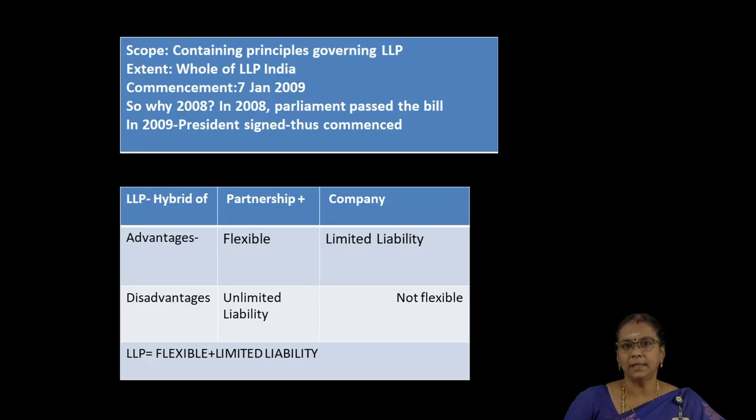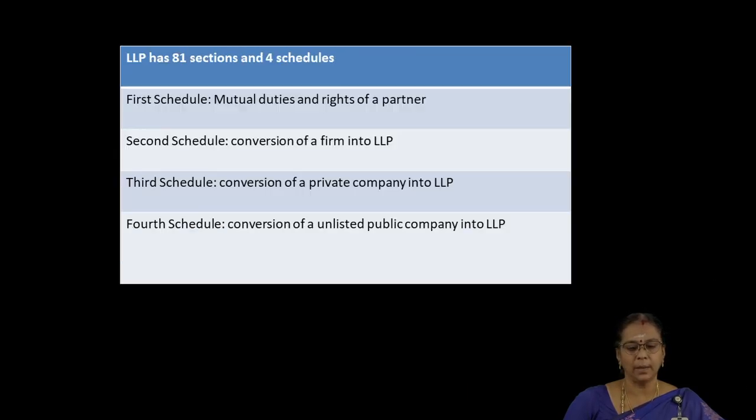The LLP Act takes the advantages of both the partnership and the company. In the partnership, the advantages are limited and flexible, and the disadvantage is unlimited liability. But in companies, the advantage is limited liability but the disadvantage is that they are not flexible. By combining the advantages from the partnership and the company, the LLP Act was formed. So, it is a hybrid of both the partnership and the company. In LLP, we have two main advantages. One is flexibility and another one is limited liability.